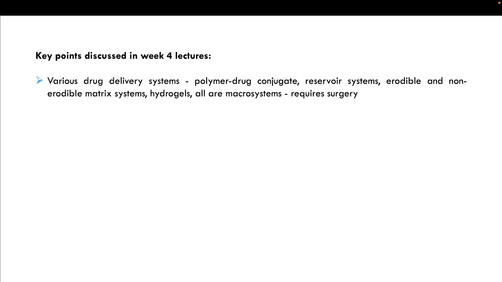The main advantage of an erodible matrix system is that you have to do surgery only once, when you place this delivery system into the patient's body. Because it is erodible, it will eventually be broken down into its constituents, which are then eliminated out of the body. So you don't have to do another surgery to remove it, which you have to do with a non-erodible matrix system. Once the drug has been released, its activity is done and the treatment duration is over, you have to remove the non-erodible matrix system out of the patient's body. So that was another example of a drug delivery system.